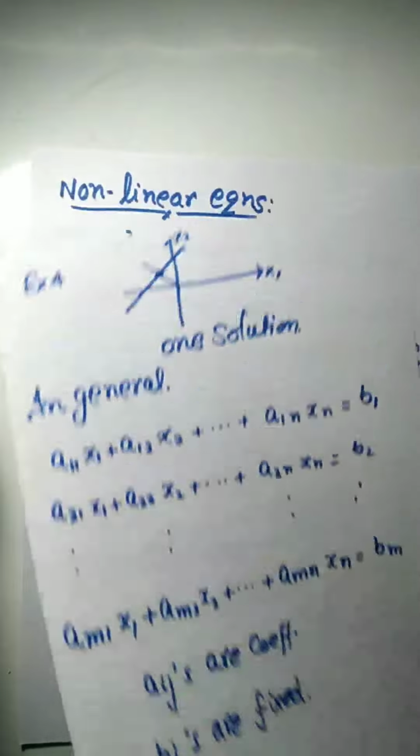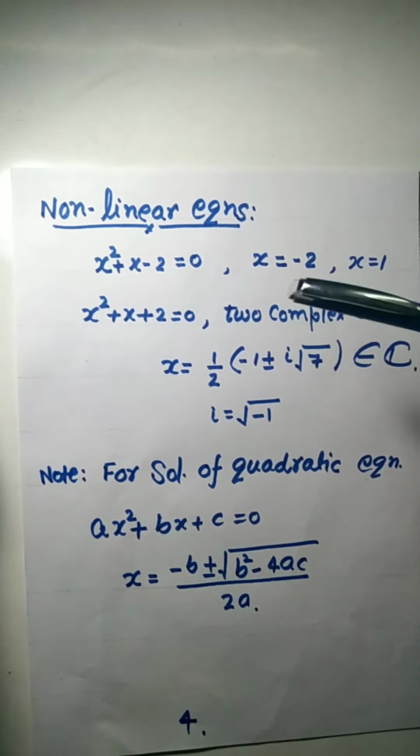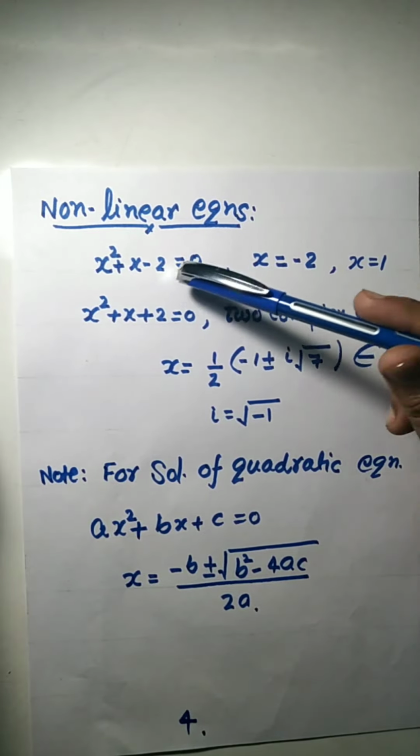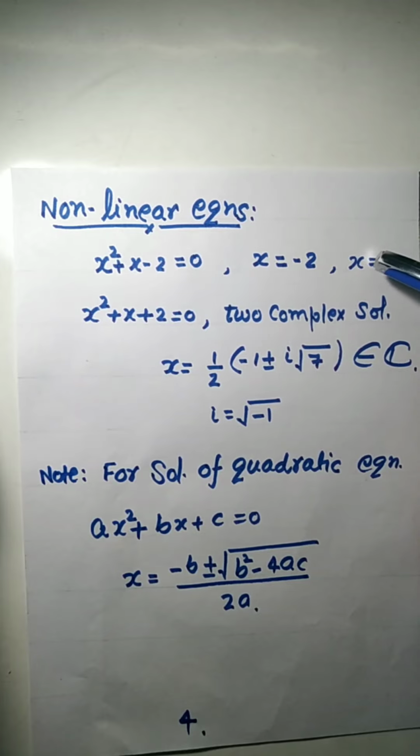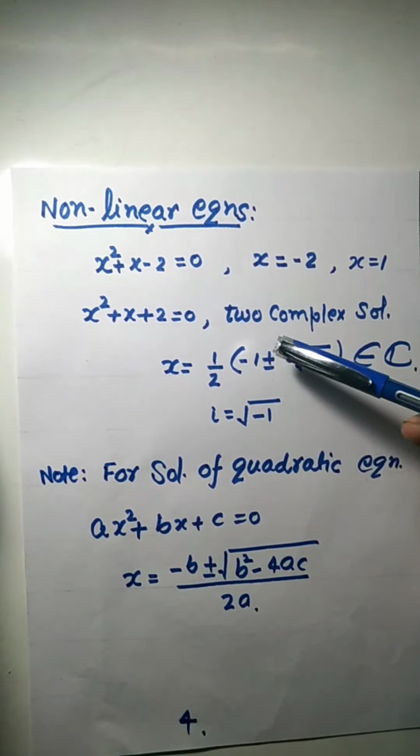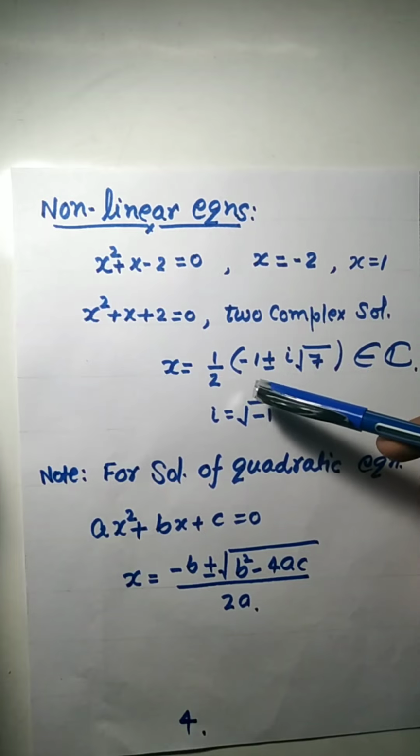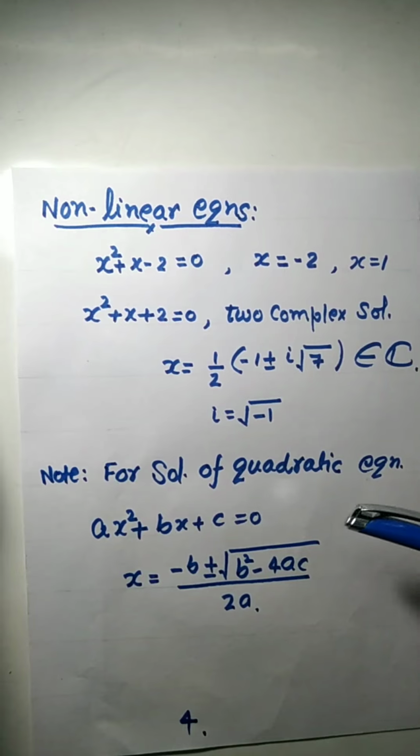Now, non-linear equations will be in a form where some powers of variables are present. We can take a quadratic equation. The solutions of this equation are x = -2 and x = 1, so a solution exists in the reals. For another quadratic equation, there is no solution in the reals, but two complex solutions exist.